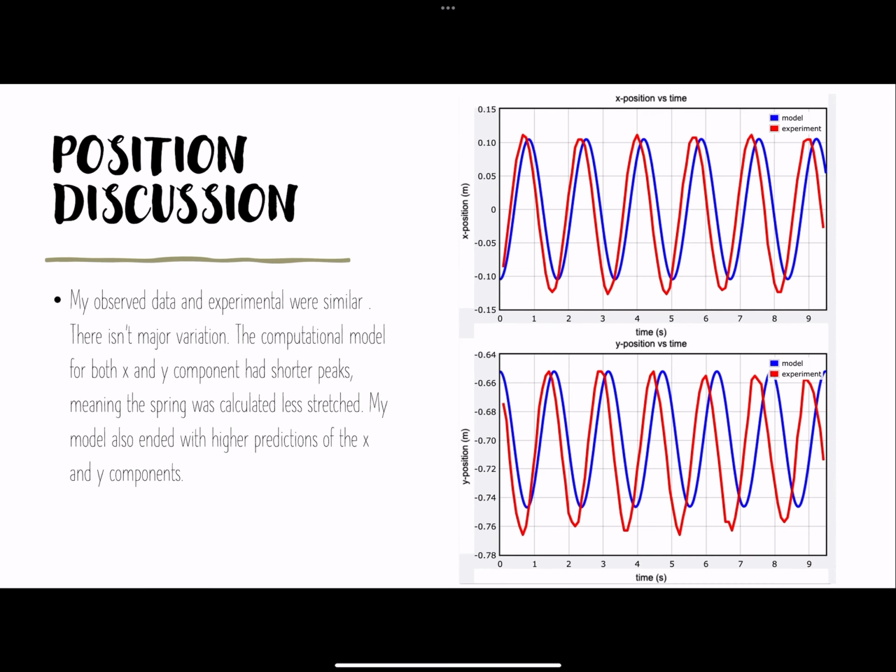So for my position graph discussion, my observed data and experimental were similar. There isn't major variation, however, the computational model for both x and y component for some reason had shorter peaks, meaning the spring was calculated less stretched. My model also ended with higher predictions of the x and y components. So I'm thinking my experiment saw the string as more stretched versus the computational model.